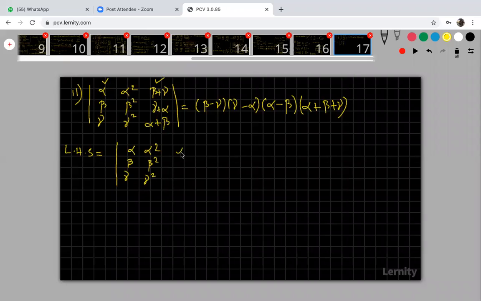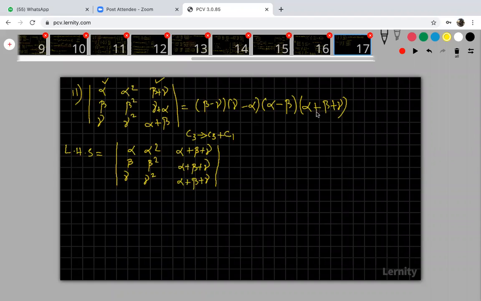But I'm going to make my third column, column 3, equal to column 3 plus column 1. So I will get alpha plus beta plus gamma here, here also alpha plus beta plus gamma, and here also alpha plus beta plus gamma. I am writing my third column is third column plus first column, because this alpha plus beta plus gamma is part of the answer.